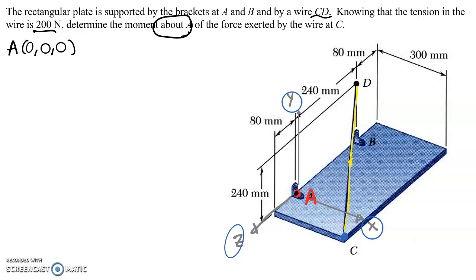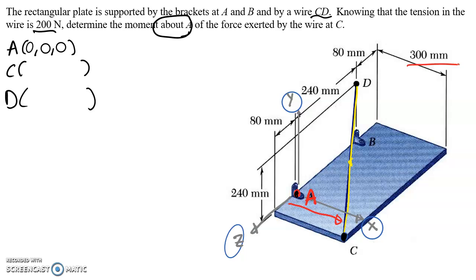Now, we go for the location for the other relevant points, which are going to be point D, point C, and what else? Well, I think that's pretty much all. So, location for the point A, we already know it, 0, 0, 0, since it's in the origin. Location for the point C, well, we see that the point C is displaced this much in X, which turns out to be 300 millimeters.